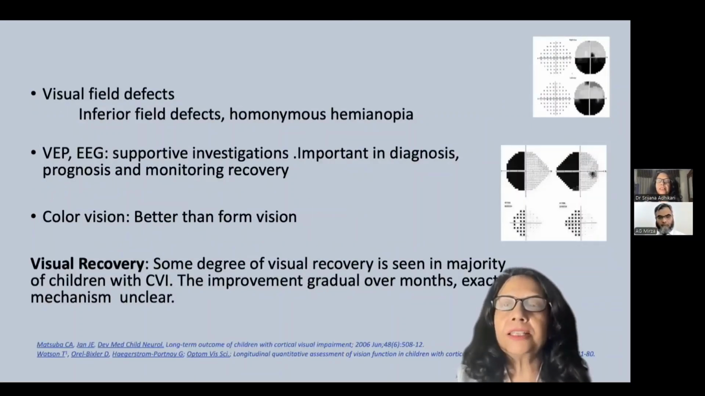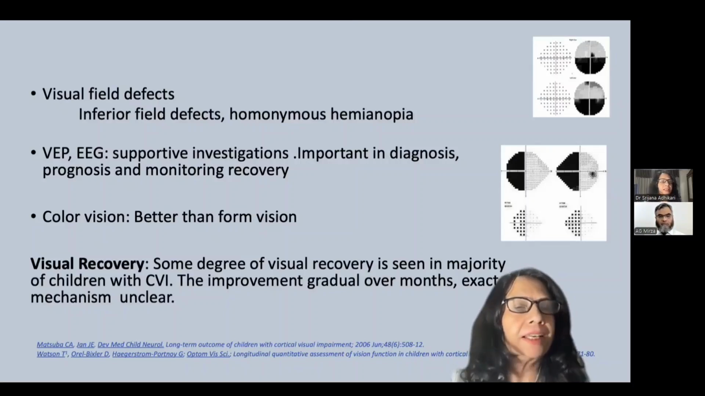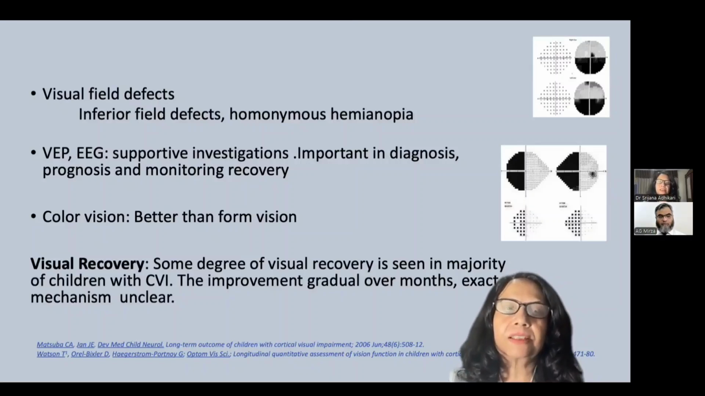Now, there are other entities apart from vision: visual field defects, inferior field defects, and homonymous hemianopia can be there. The visually evoked potential and EEG are very important supportive investigations that help in diagnosis and prognosis monitoring. Color vision is slightly better than form vision. Sometimes in CVI children some degree of visual recovery is seen. The improvement is gradual over months, but the exact mechanism of visual recovery is not clear.